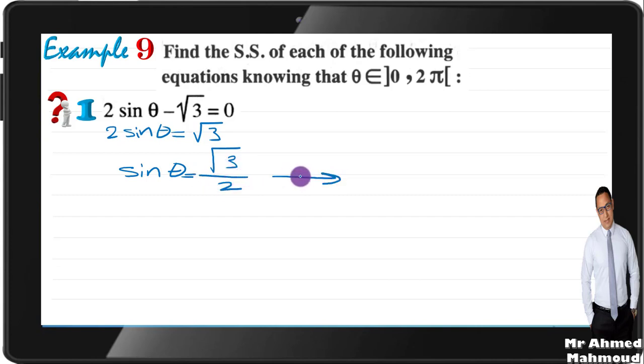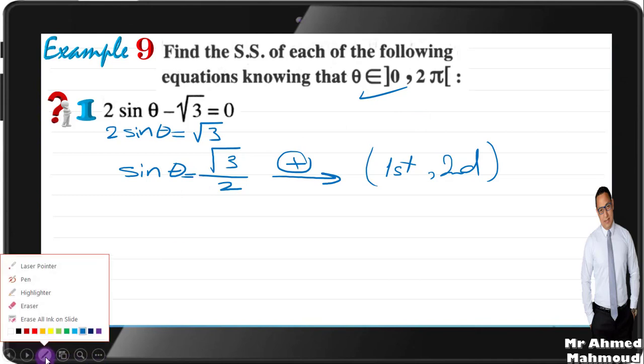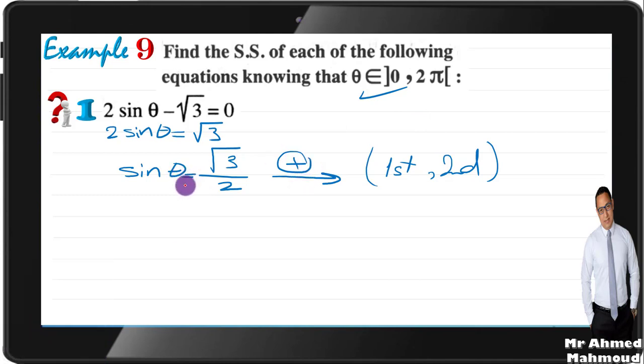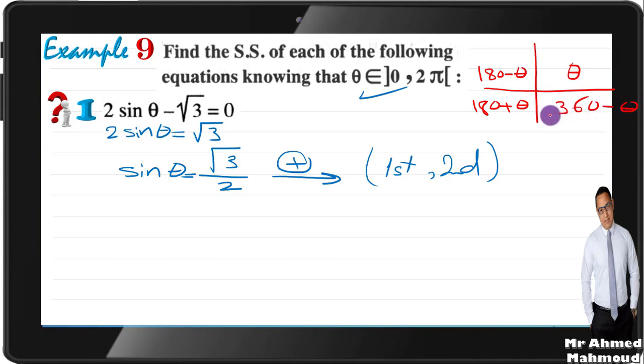Okay, here this is a positive sine. It's positive in the first and second quadrants by using the ASTC rule. Here theta belongs from 0 to 2 pi, so I'm going to take all possible values for theta. Okay, in the first quadrant, remember with me, the first it was theta, the second 180 minus theta, the third 180 plus theta, the fourth 360 minus theta. Theta equals what?